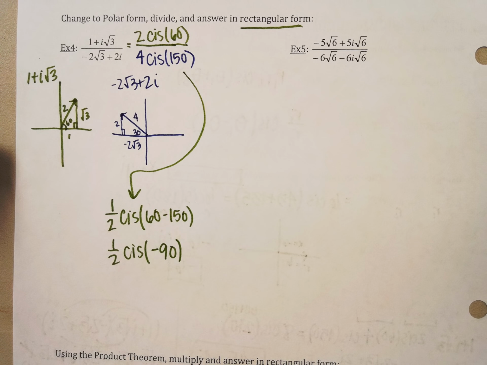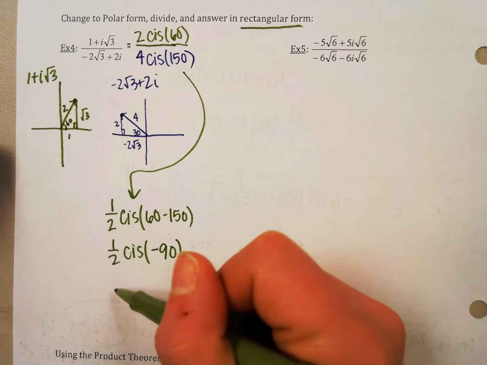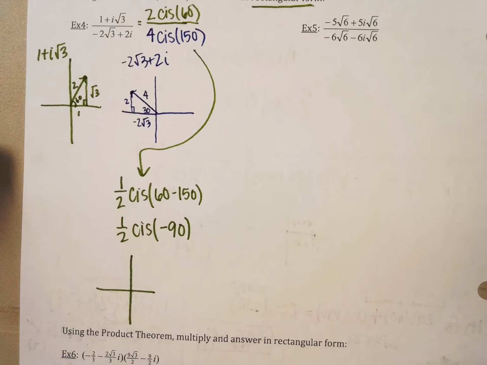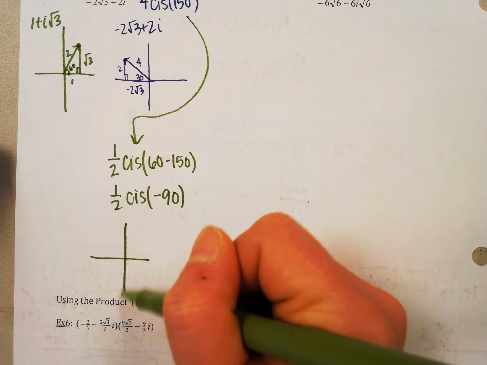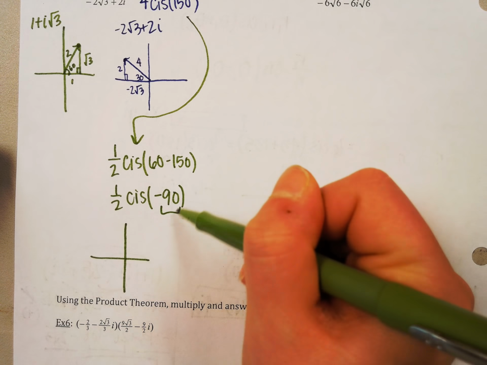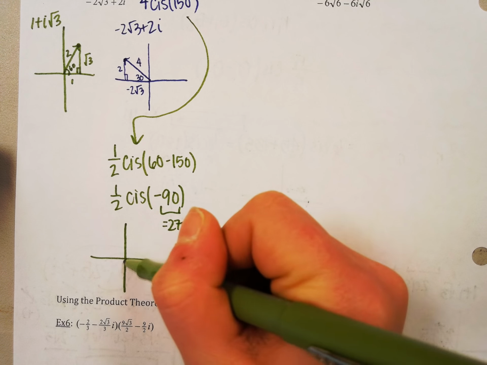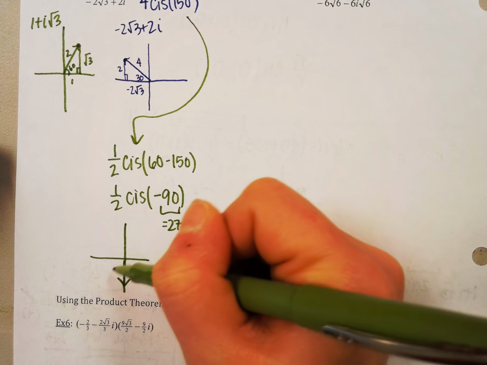Which again, you can represent in a positive angle if you want, or you can just kind of draw what that would look like. So knowing that you go clockwise around your circle means negative 90 is 270 degrees. So this would be our vector.